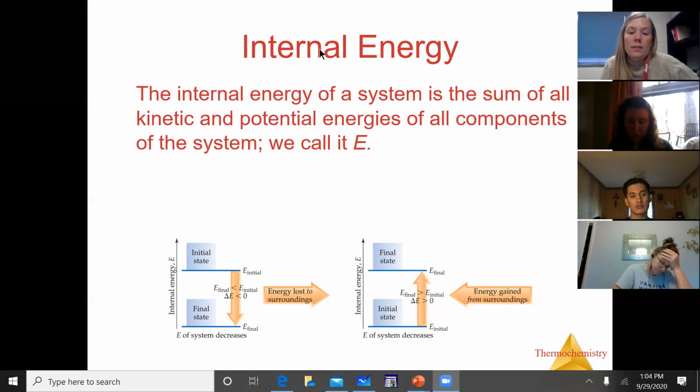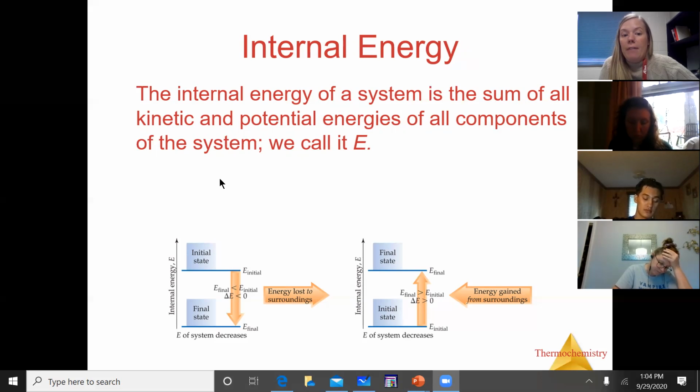And so this energy that we're talking about, bringing energy in, bringing energy out, we have to talk about this word internal energy, which is symbolized by a capital E. So the internal energy of a system is the sum of all of the kinetic energy and all of the potential energies of that system.